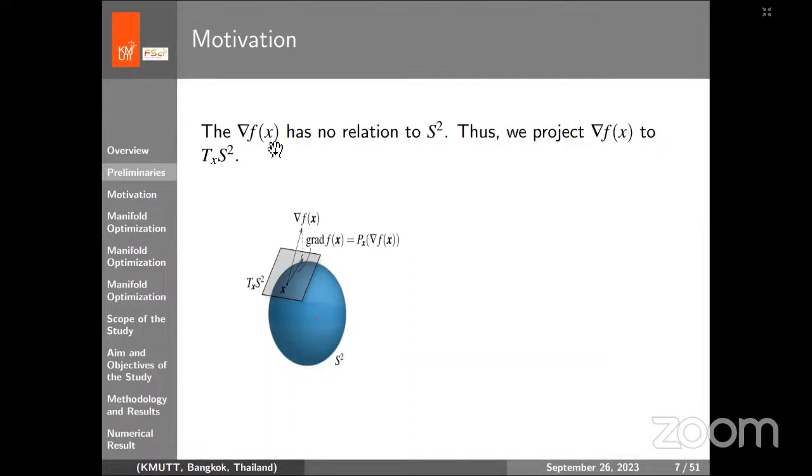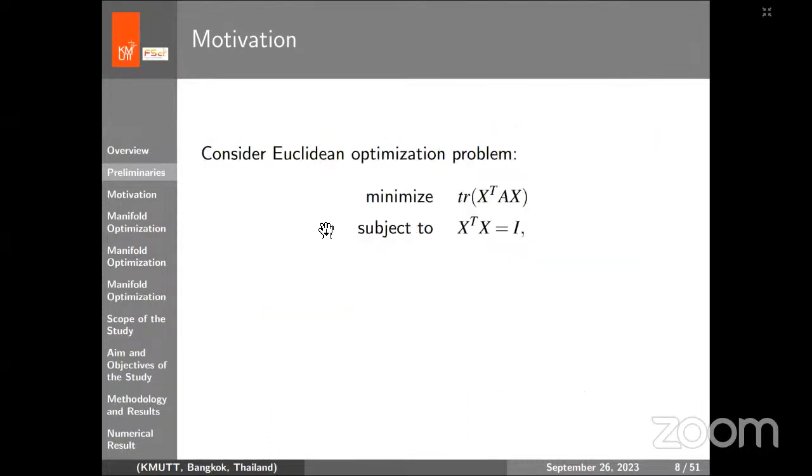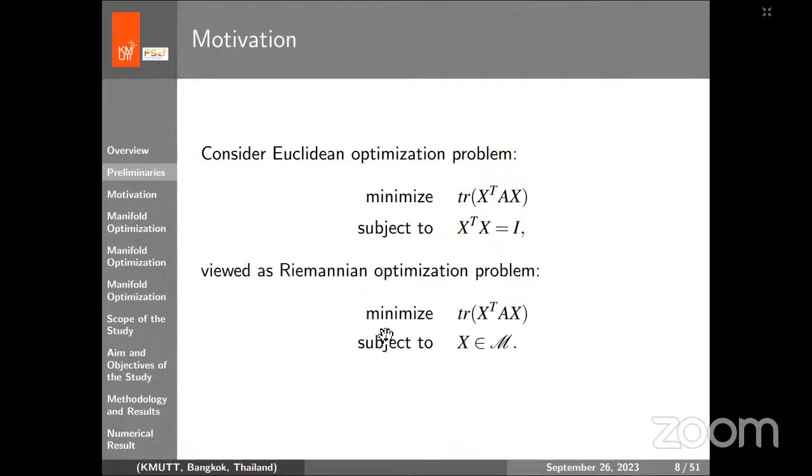Now, since grad of f of x has no relationship with the sphere, if you are talking about the sphere, then the next thing to do is to project the grad f of x onto the tangent plane. In this case, you can see that the search direction is outside the tangent plane. That is why we are using the projection. Assuming this direction is within the tangent plane, we can actually use what we call retraction, which we are going to discuss later in the course of this presentation. Now, in general, this constrained optimization in Euclidean optimization can be viewed as an unconstrained optimization problem given by this problem here.